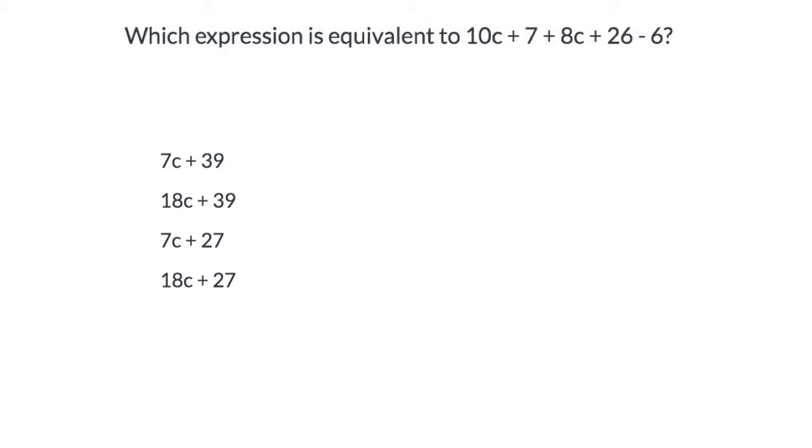And our last question, which expression is equivalent to 10c plus 7 plus 8c plus 26 minus 6? This is combining of like terms. And in order to combine like terms, we're going to find the same things that have the same variable. So starting out with our variables, we have 10c plus 8c. Notice the 8 takes the plus sign. And 10c plus 8c is 18c.